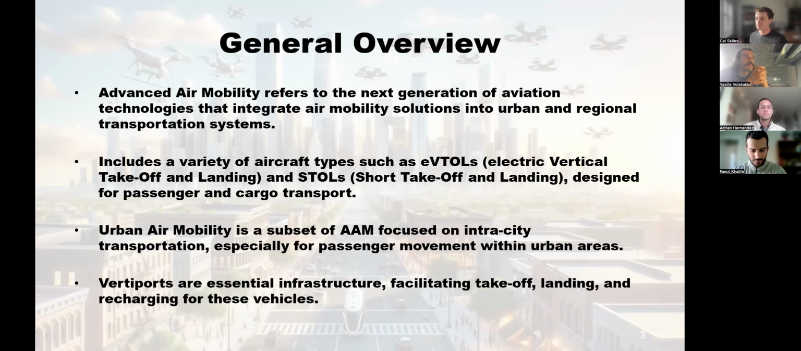So to begin with, advanced air mobility refers to the next generation of aviation technologies that integrate air mobility solutions into urban and regional transportation systems. It includes a variety of aircraft types, such as eVTOLs, electric vertical takeoff and landing, and STOLs, which are short takeoff and landing aircraft, designed for both passenger and cargo transportation. Urban air mobility is a subset under the umbrella of advanced air mobility and focuses specifically on intracity transportation, especially for passenger movement within urban areas. And vertiports are essential infrastructure which facilitate takeoff, landing, parking, and refueling and recharging of those aircraft.